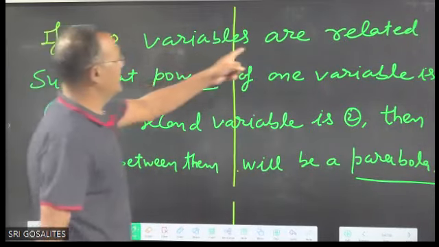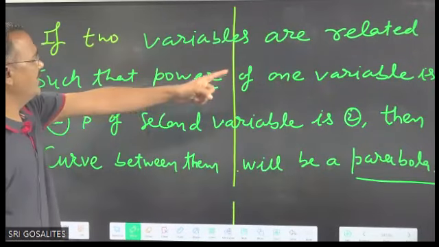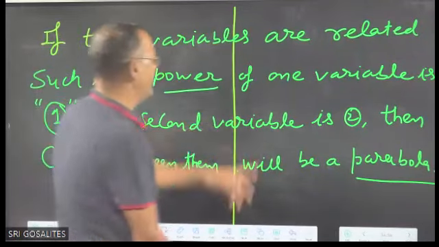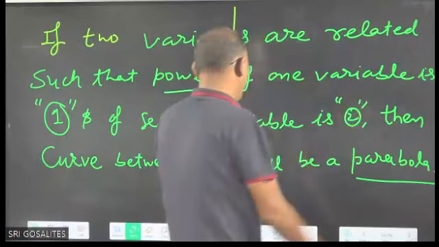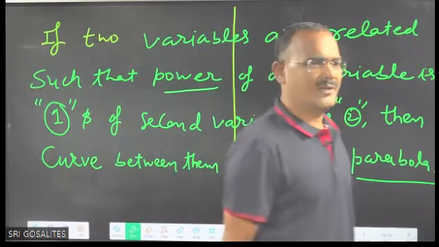Now please copy this whole definition. If two variables are related such that the power of one variable is 1 and of the second variable is 2, then the curve between them will be a parabola. Okay, please note down.